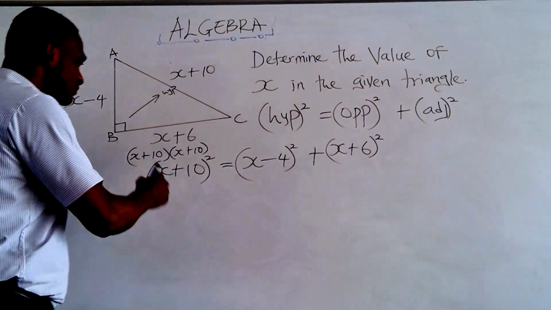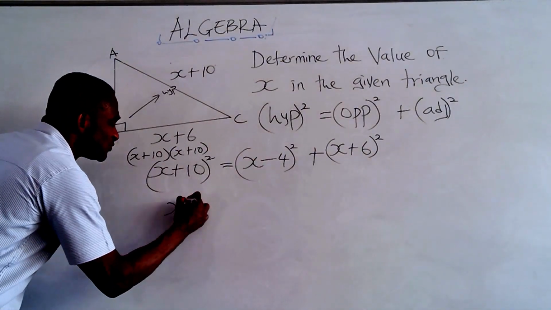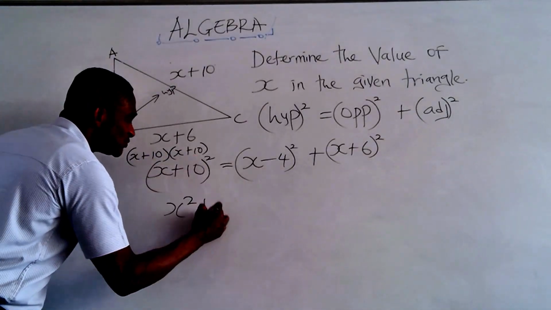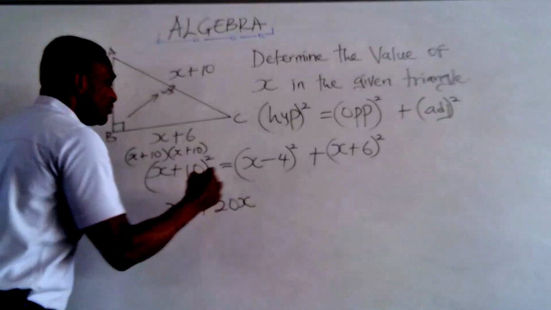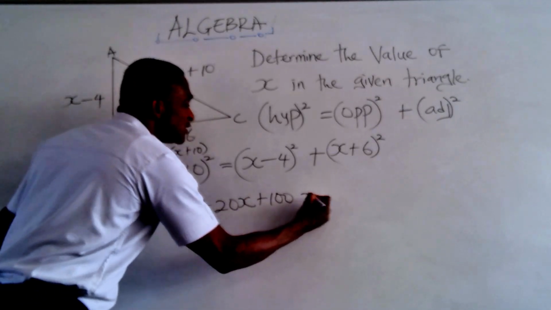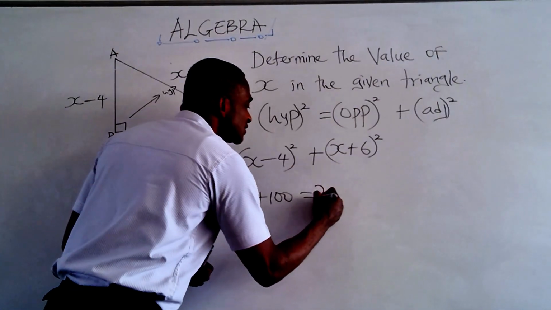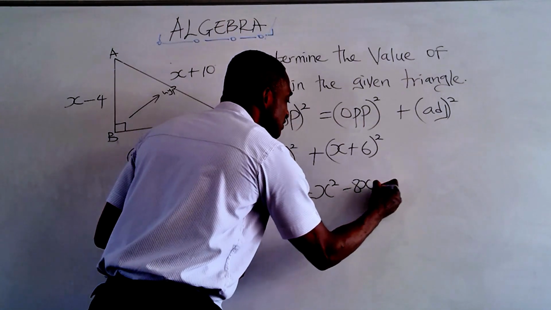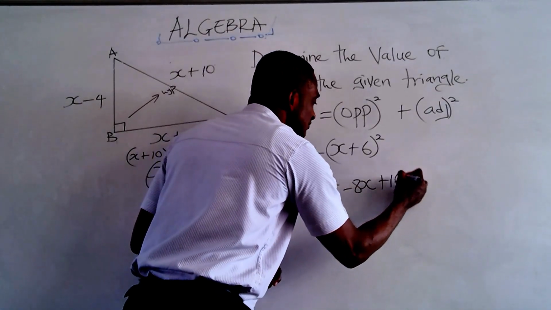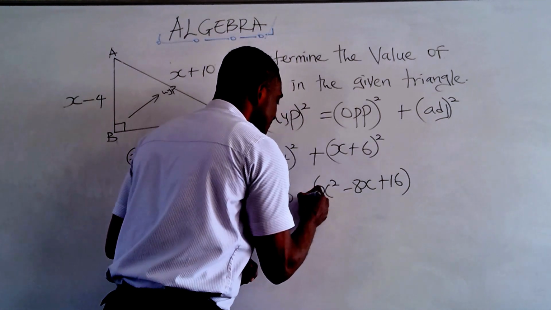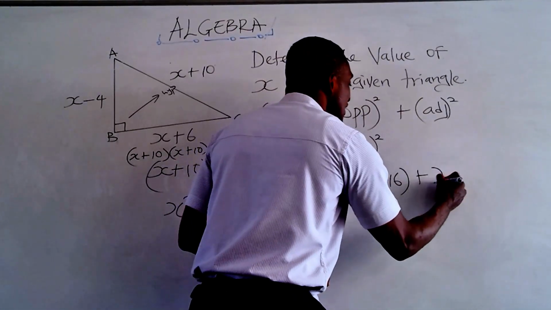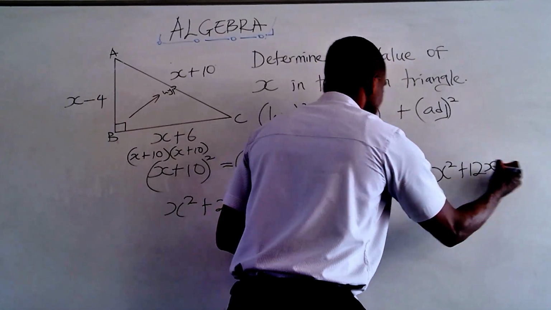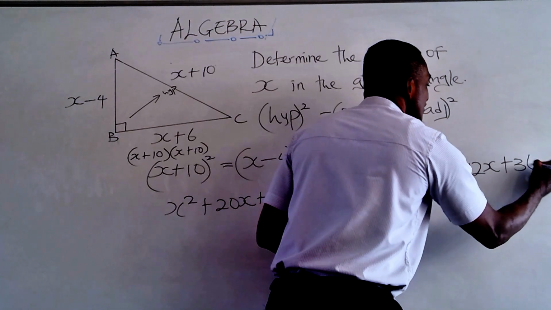That is the square. So here we have x squared plus 10x plus 10x, we have plus 20x plus 100, equals to, let's go to this. This will give us x squared if we expand, minus 4x minus 4x is minus 8x plus 16. This will give us x squared plus 6x plus 6x is plus 12x plus 36.